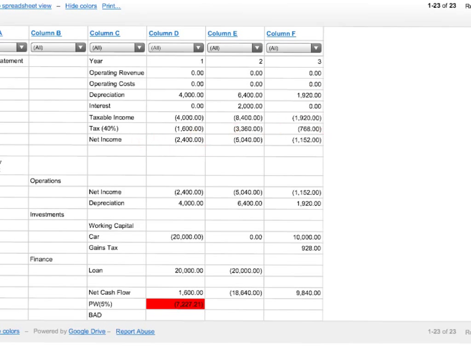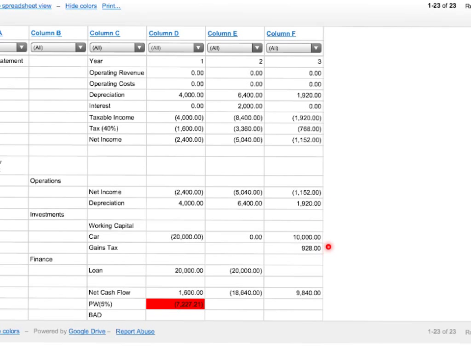Getting down to net income is as expected. You take operating revenue, subtract off everything up through interest to get your taxable income, calculate your taxes, subtract your taxes to get you to net income. Net income just carries down into the cash flow statement. Also remember that depreciation comes back in from the income statement into the cash flow statement as a source of cash. So these are just copied down here.